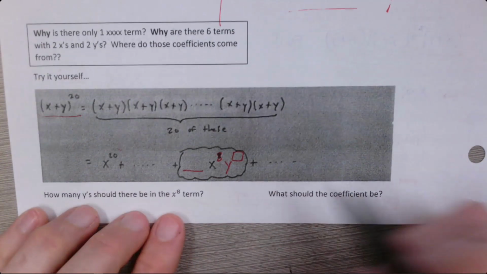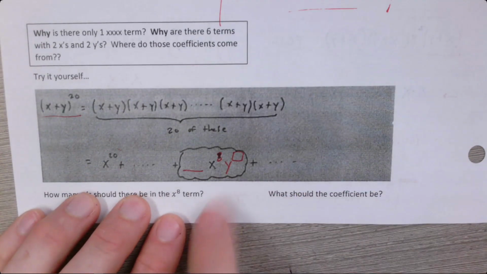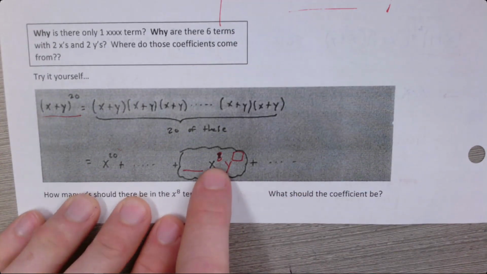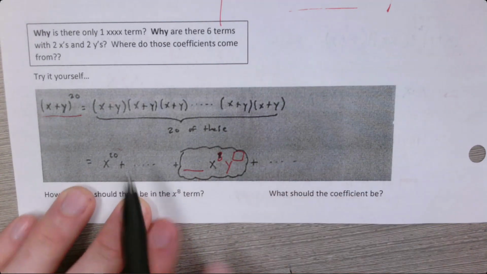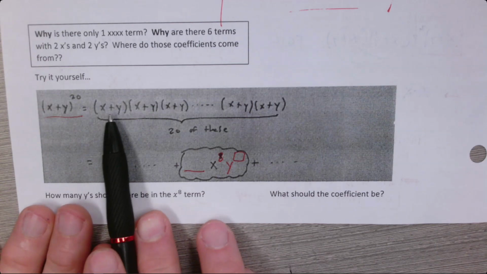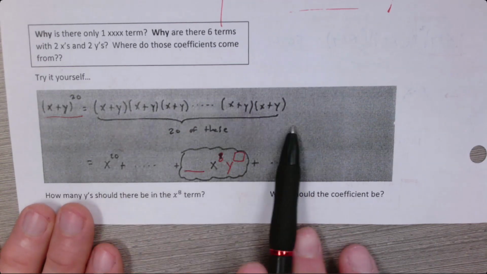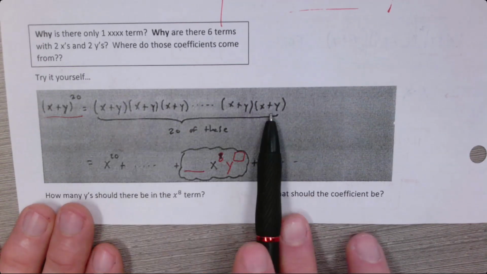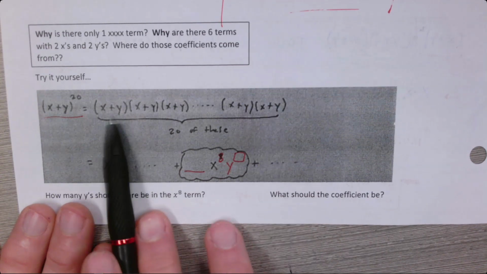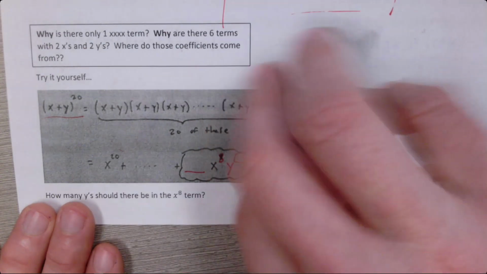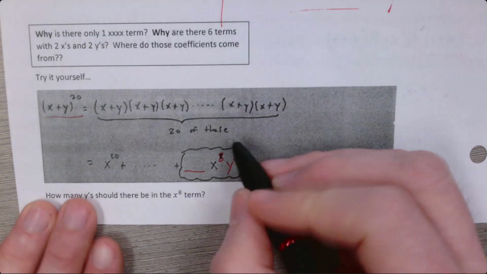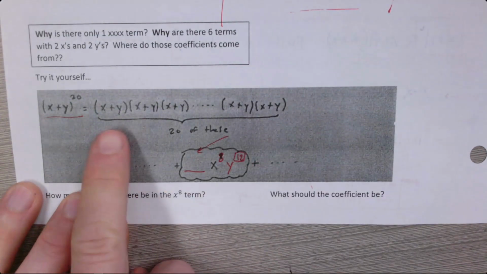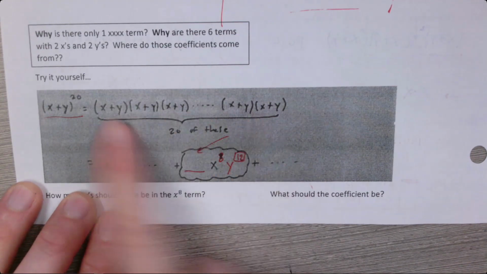Okay, here's the answer. So if x to the 8th power is happening, this term is coming from all the ways we could select 20 things from these groups to multiply. So if 8 of the things are x's, then the remaining 12 of them must be y's. So that should be y to the 12th. Okay, how many different ways could I end up with 8 x's?